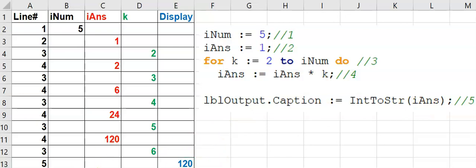Can you now work out what this code was doing? It was calculating the factorial of 5. So it is looping from 2 to 5, and it is multiplying 1 times 2 times 3 times 4 times 5, which would give me 120.